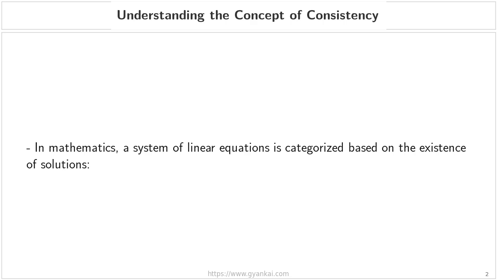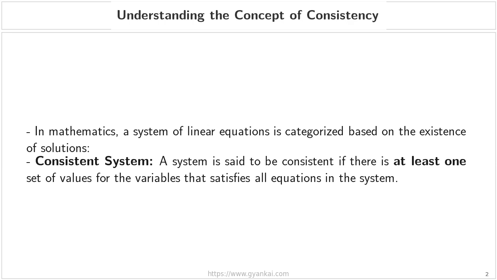First, we have what we call a consistent system. We use the term consistent if there is at least one set of values for our variables that satisfies every single equation in the system at the same time. Now, don't let the words at least one trip you up. This category actually covers two different scenarios.